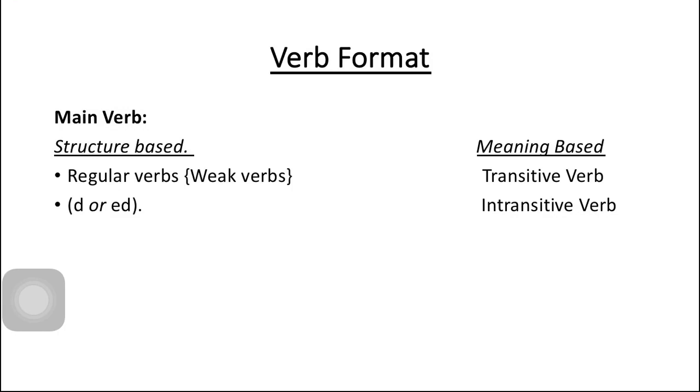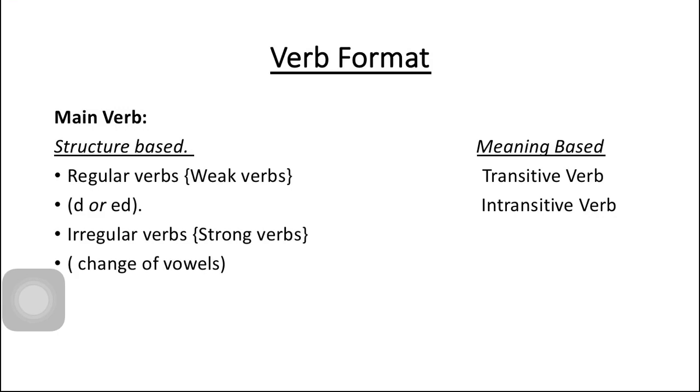These words are called regular verbs. Another branch is the irregular verbs, also called strong verbs. How are they identified? By the change of the vowels. Verbs that change their vowels are known as irregular verbs.